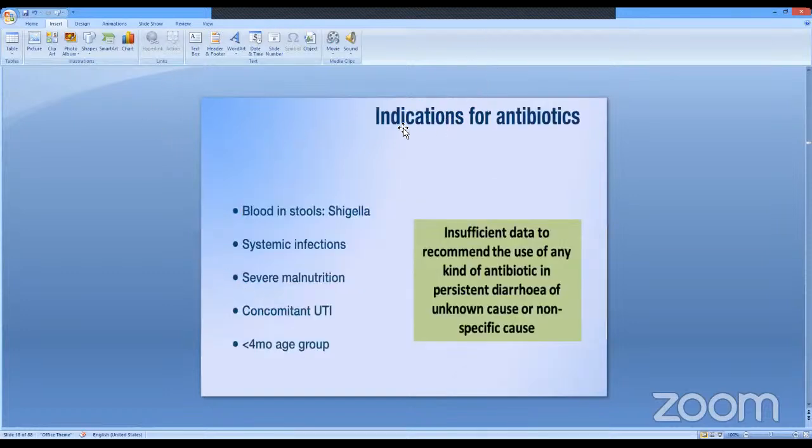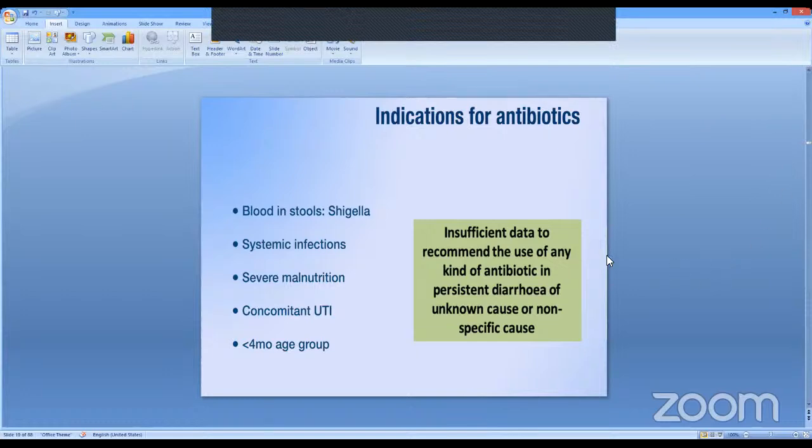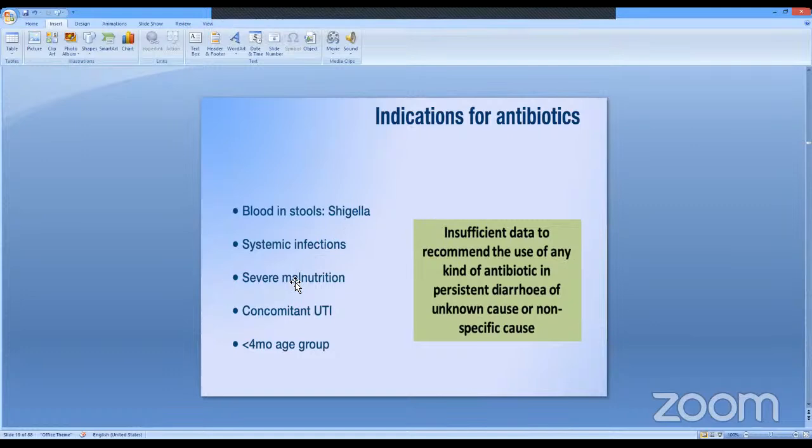And now see, indications of antibiotic are very, very limited. Only if we get blood in the stool, that means Shigella, systemic infections, patient has sepsis, severe malnutrition, concomitant UTI, and less than 4 months of age. Beyond these 5 reasons, there is no scope of giving antibiotics, but there is very little data whether to use antibiotic or not in case of persistent diarrhea of unknown or non-specific cause. There is enough scope of study in this field.